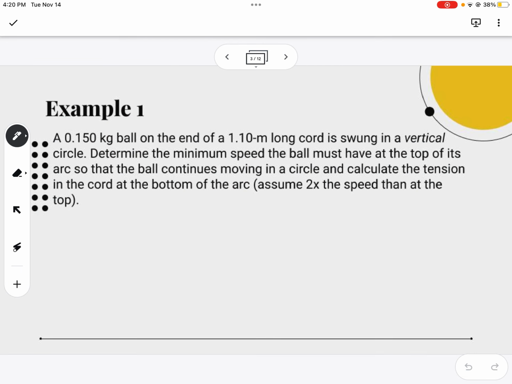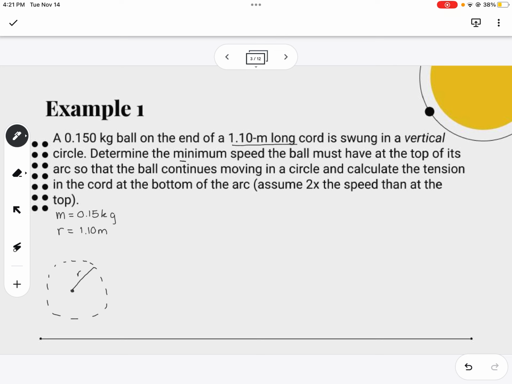All right, so here's our first example. I have a 0.15 kilogram ball, so I know mass, 0.15 kilograms. It's on the end of a 1.10 meter long cord, and it's swung in a vertical circle. So that's our R value there. Picture someone holding the end of this cord and then swinging it around in a vertical circle, something like that. So that's your R value, 1.10 meters.